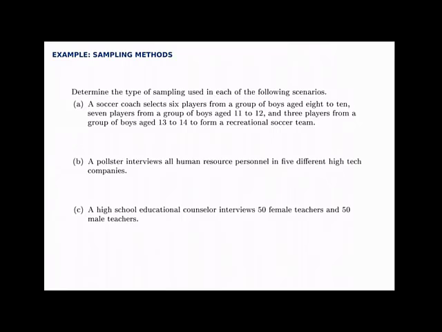Notice the key here, which is that the coach has divided the group into segments based on their ages. So there's a segment from 8 to 10, a segment from 11 to 12, and then a segment from 13 to 14. And from each segment, the coach has selected several players. So after dividing into segments, the sampling could be either stratified or clustered depending on what happens next. But the fact that we're choosing a couple from each group makes it stratified. If we chose a couple of groups all together, that would look more like cluster sampling. So this first one is stratified sampling.